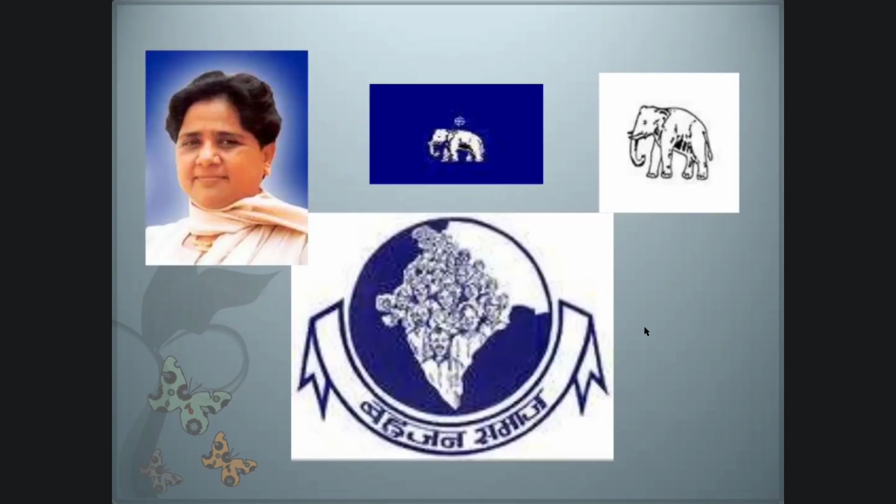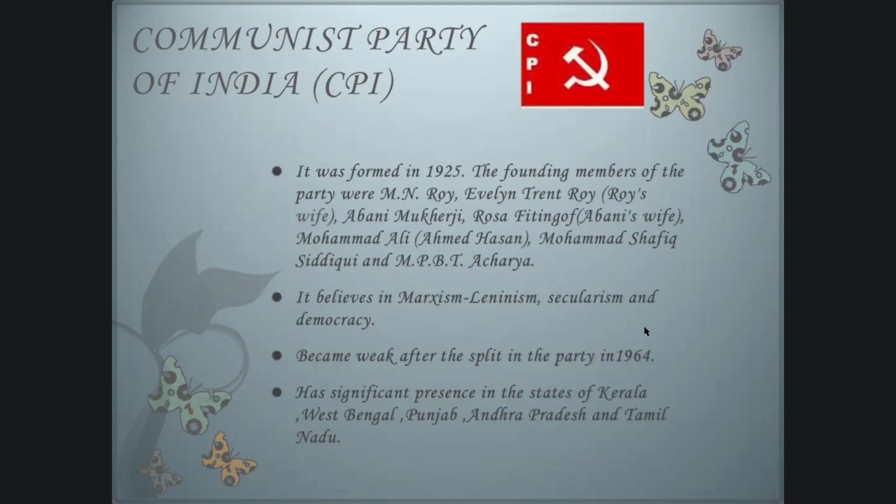This is the image of Mayawati. Now, Communist Party of India. It was formed in 1925. The founding members of the party were M.N. Roy, Evelyn Trent Roy, Roy's wife, Abani Mukherjee, Rosa Fitingof, Muhammad Ali, Muhammad Shafiq Siddiqui, and M.P.B.T. Acharya. These are the founders of this Communist Party of India.